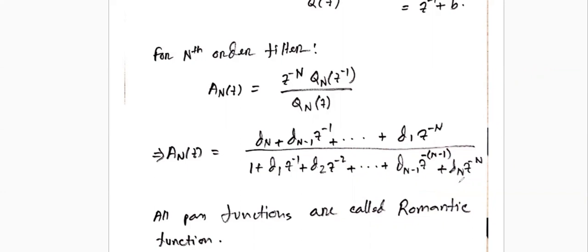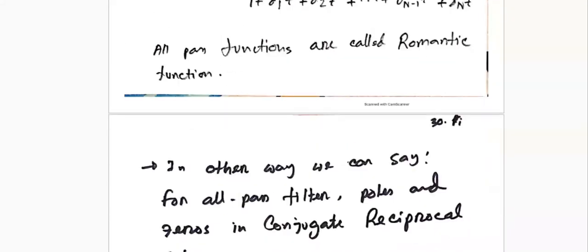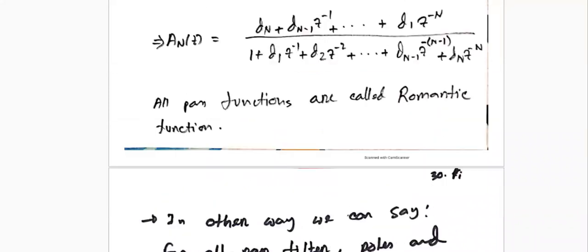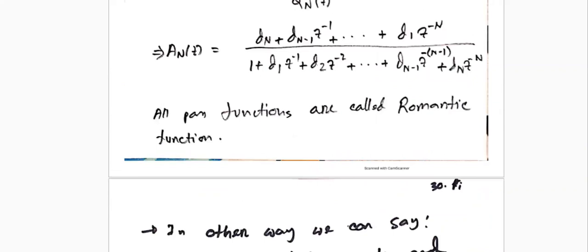You can find that these all-pass functions are also called the romantic function. Romantic means you have a couple of poles and zeros. If you have the zeros, vice versa, you have another poles. That's why this is called the romantic function. In practice, what happens, we'll talk about in the next class.